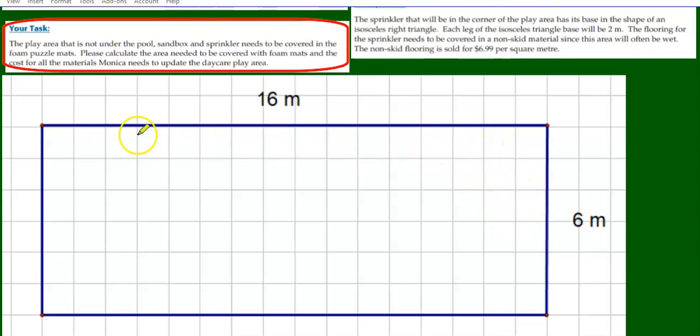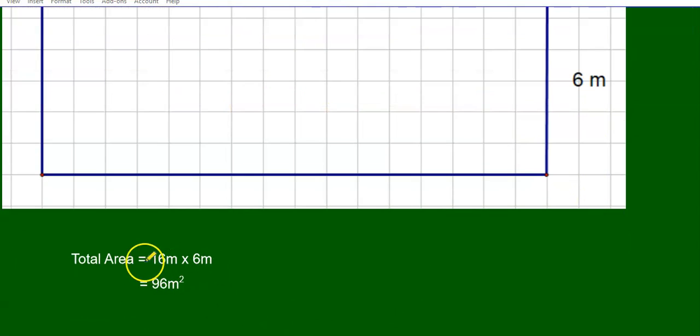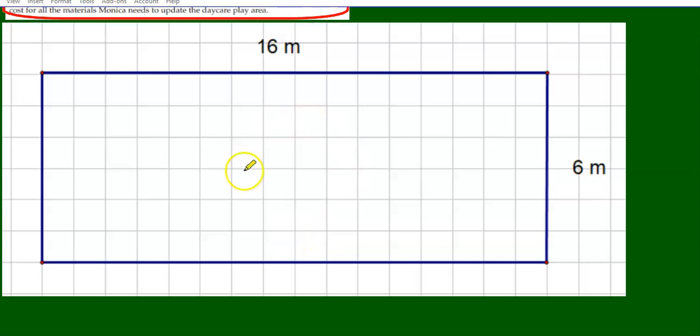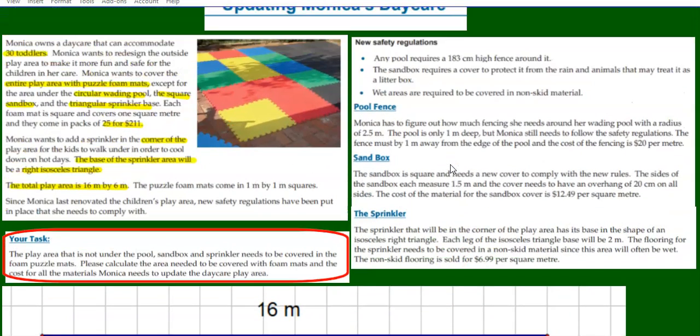So the first thing I can do is find the total area of this. The total area is just 16 times 6. 16 times 6 is 96 meters squared. So I would need 4 packs of 25, but we don't need that right now because we got to put the pool, we got to put other things that will reduce the amount of foam mats that we need.